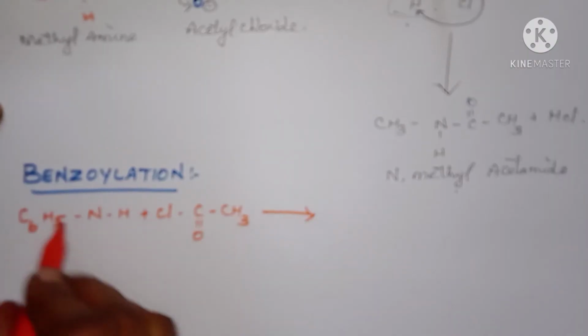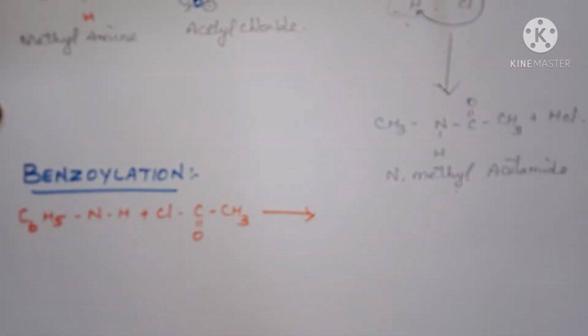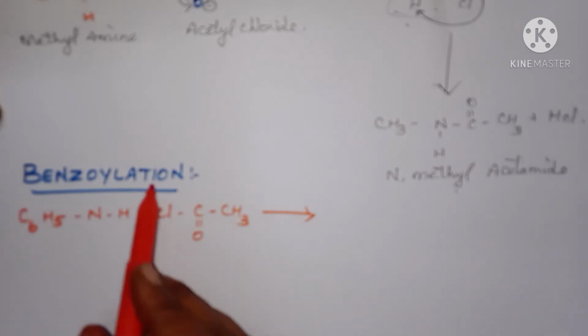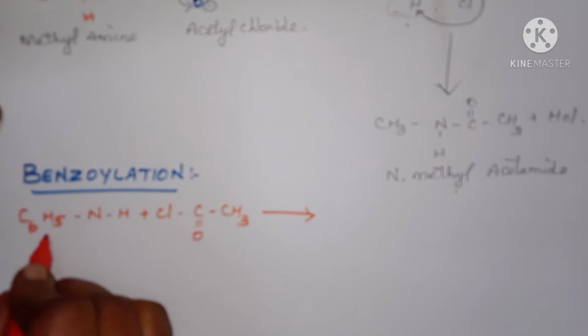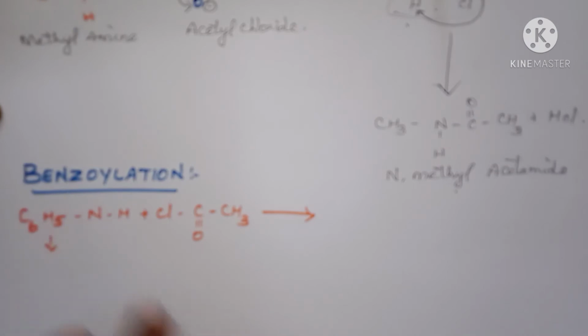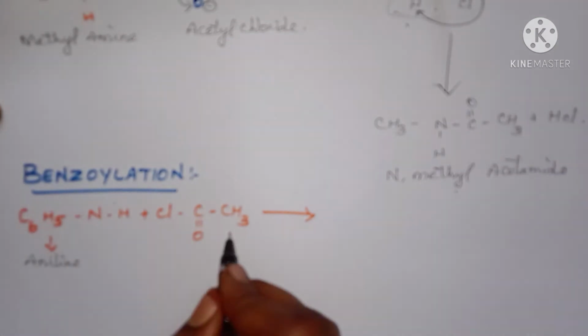See, another reaction, benzoylation. Already I have given an idea about what acetylation is. Benzoylation is the same thing. This is an aromatic amine, and an aromatic amine is nothing but aniline. Now, this is acetyl chloride.